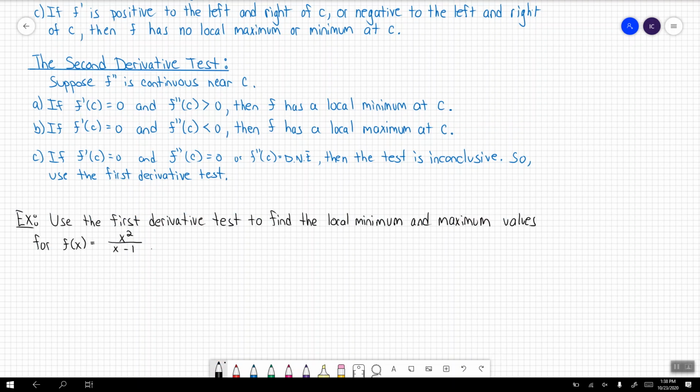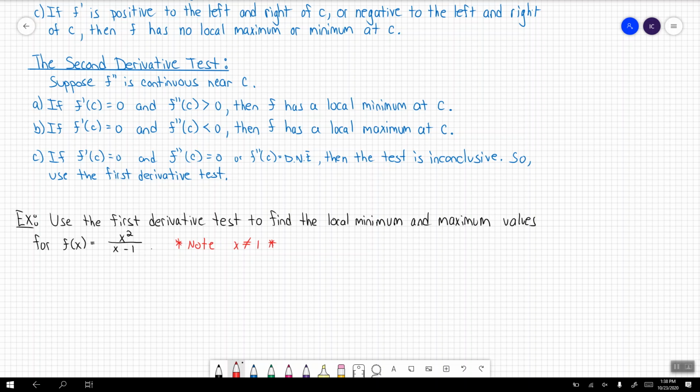All right, and so what we want to do here is we want to use this example where we're going to use the first derivative test to find the local minimum and maximum values of this given function. So one of the first things that I'm going to note here is that x cannot be equal to 1. And the reason for this is that x cannot be equal to 1 because it will make that denominator 0. And we want to avoid those values. In other words, x equal to 1 is not in the domain for this function. So we want to keep that in mind.